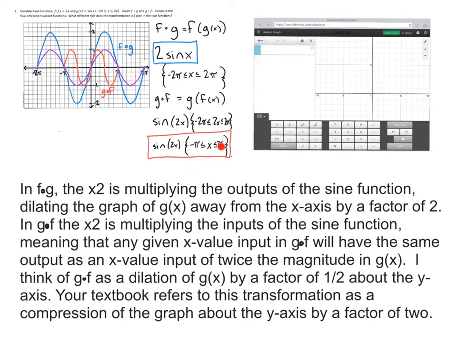This domain restriction that used to be negative pi less than or equal to x less than or equal to 2 pi became negative pi less than or equal to x less than or equal to pi. This transformation of the domain occurred by replacing x with 2x, which meant that then if I wanted to isolate x, I had to divide by 2, further illustrating the manner in which the transformation of the x values occurred in an inverse manner. Plugging in 2x made the values half as large.